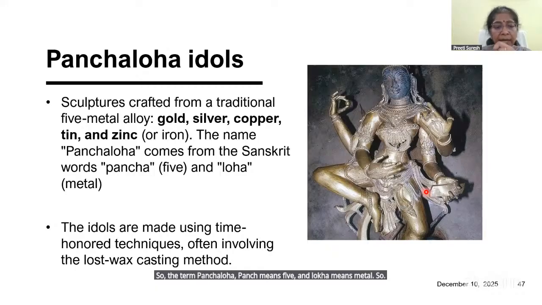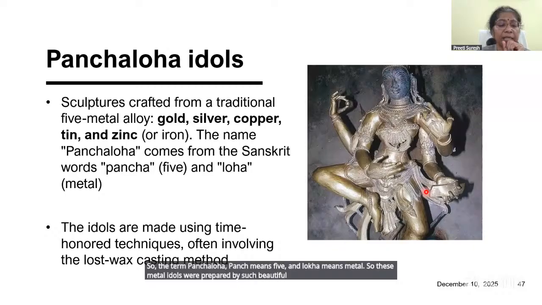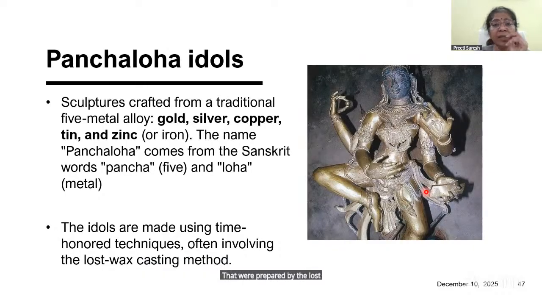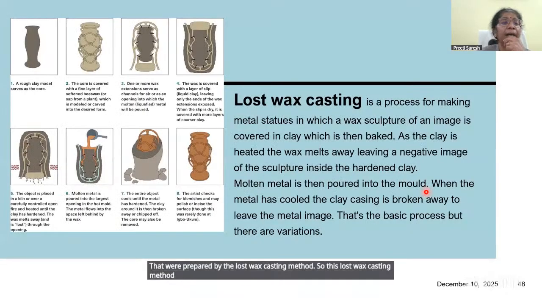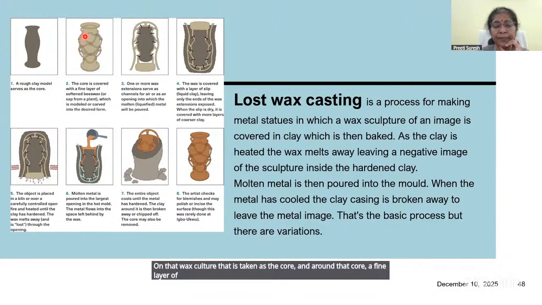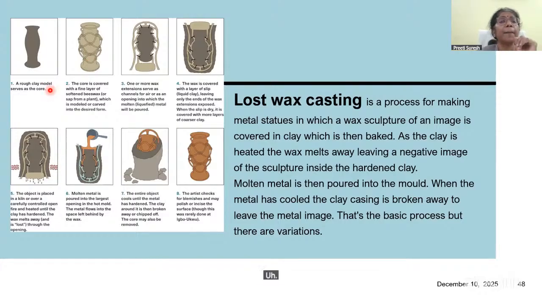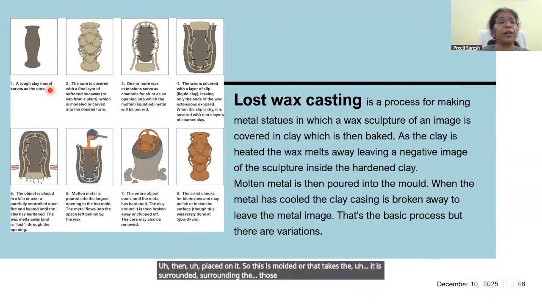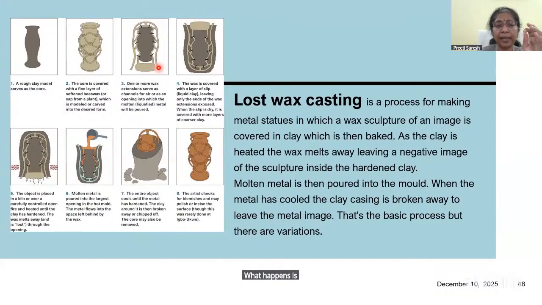So these metal idols, with such beautiful carvings, were prepared by the lost wax casting method. In this method, first a rough wax sculpture is made, and that wax sculpture is taken as the core, and around that core a fine layer of wax is then placed. This is molded around those carved wax models, and then this clay was heated, and as you heat it, the clay hardens, but the wax present inside melts away.